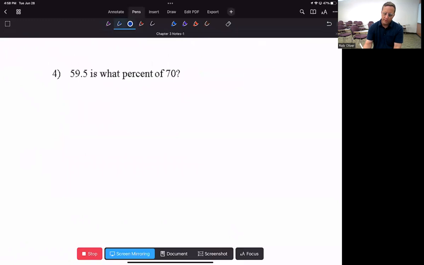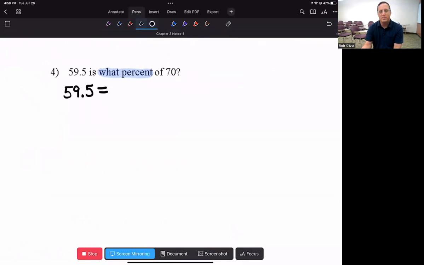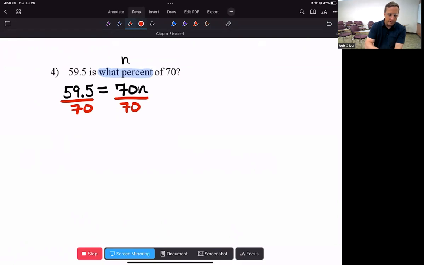For number 4, this is the first one where it says what percent. We don't know what the percent is. So we have 59.5 equals, what percent means n, we don't know what that is, of 70. I'm going to write it as 70n, because when you're multiplying, order doesn't matter. When we solve this, we're looking for the percent, so we divide by 70. You're going to do 59.5 divided by 70.